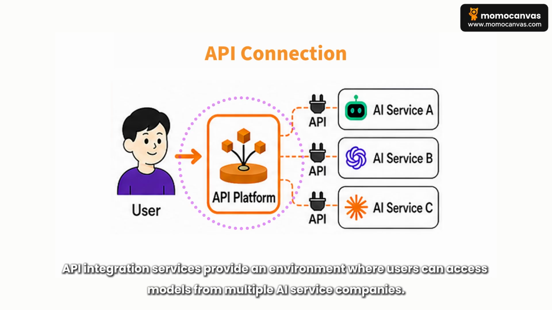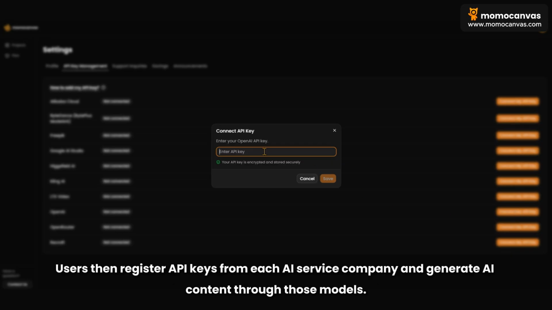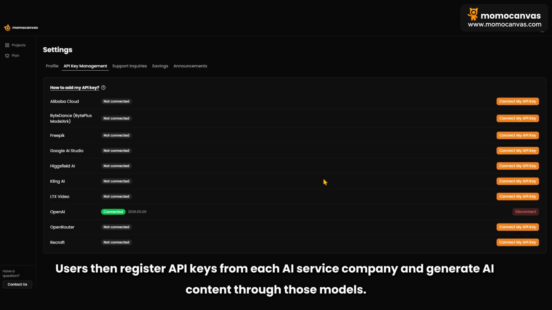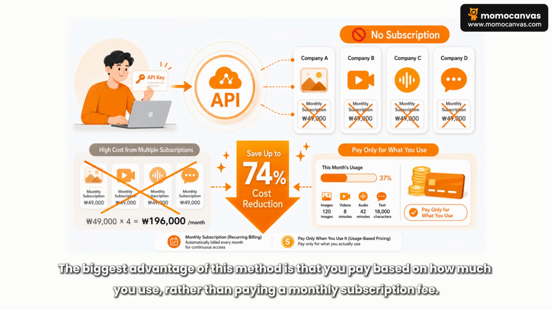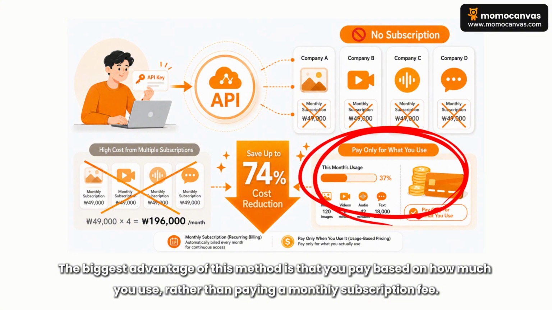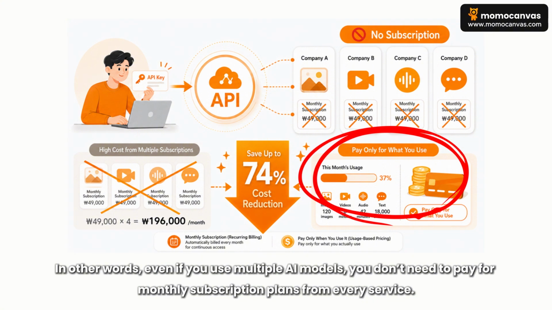API integration services provide an environment where users can access models from multiple AI service companies. Users then register API keys from each AI service company and generate AI content through those models. The biggest advantage of this method is that you pay based on how much you use, rather than paying a monthly subscription fee. In other words, even if you use multiple AI models, you don't need to pay for monthly subscription plans from every service.